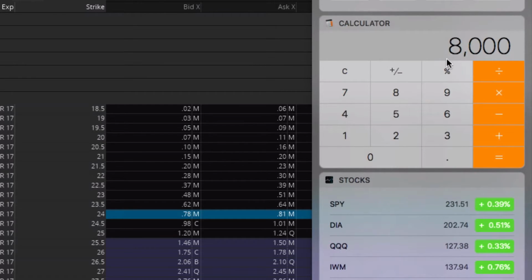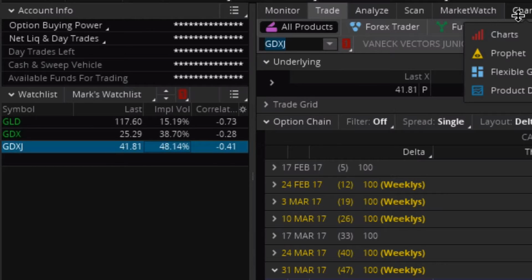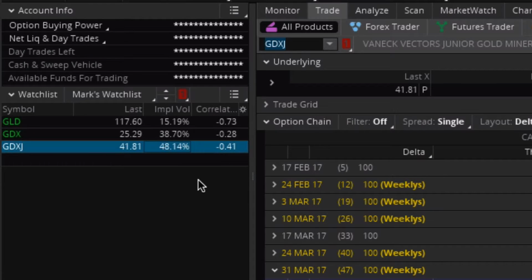Yeah, so if you had about an $8,000 portfolio, you could pretty safely sell a put in GDX, excuse me. My favorite is actually GDXJ. And I don't know if you can see here or not. You might be able to guess why it's my favorite.